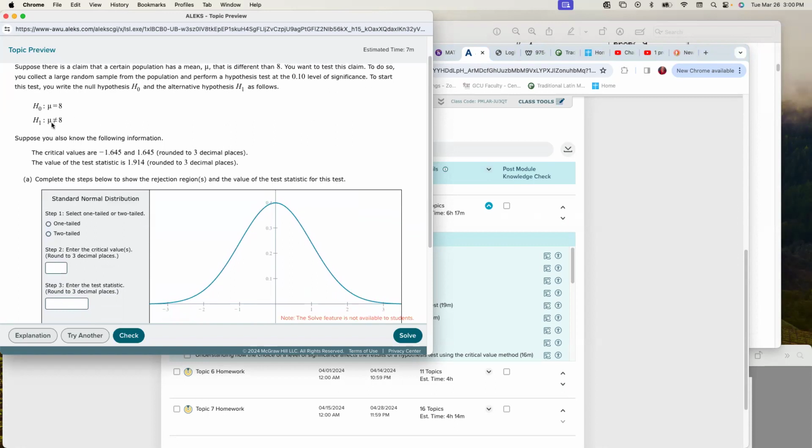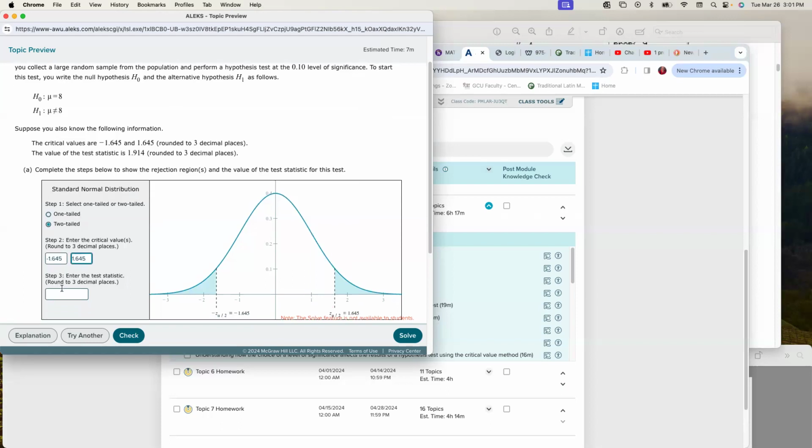Based on that, they give us all this information. Again, it doesn't say two-tailed test, but you need to know that not equals is a two-tailed test. And so these critical values, I believe you have to put them in order here. So it's going to be negative 1.645 and positive 1.645. And our test statistic is 1.9.